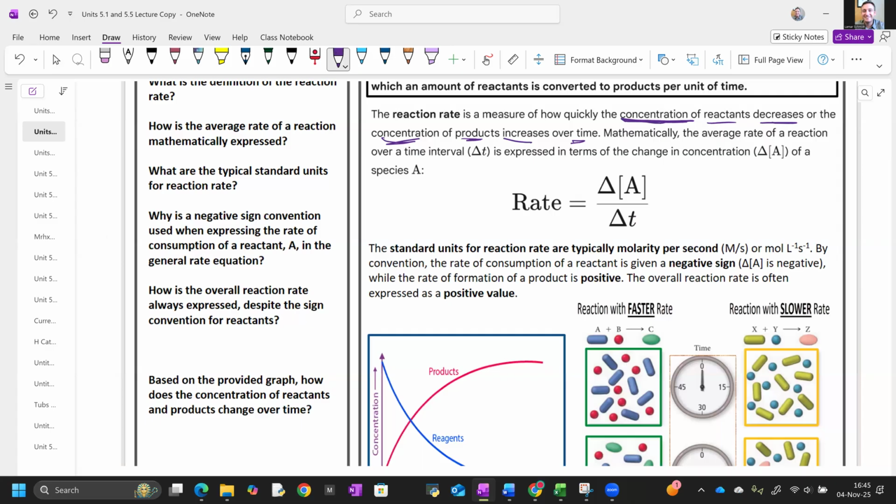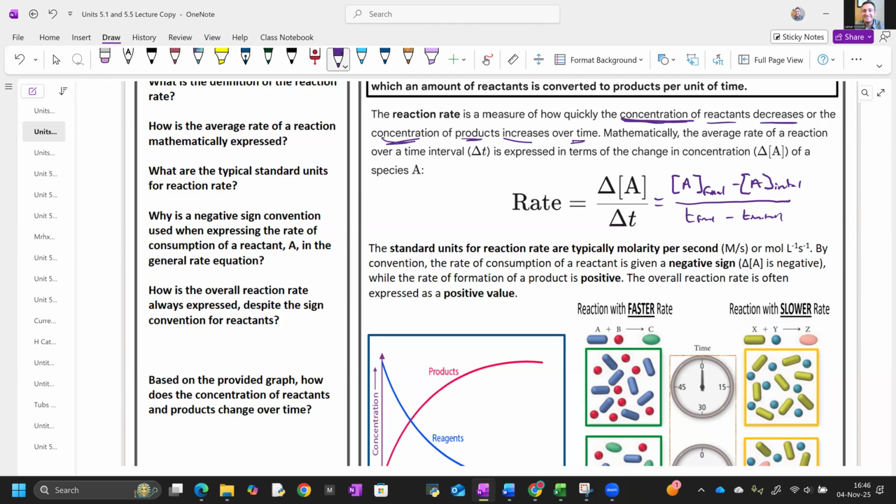And so if we look at this and we wanted to spell this out, the rate is equal to the concentration of A final minus the concentration of A initial, and this would be over T final minus T initial. All right, and that's what we get there.